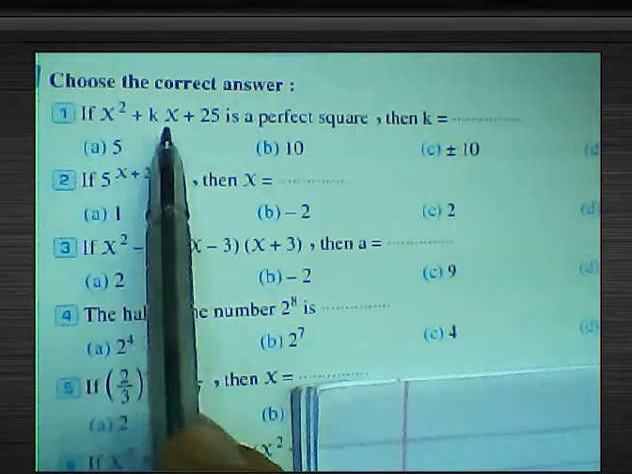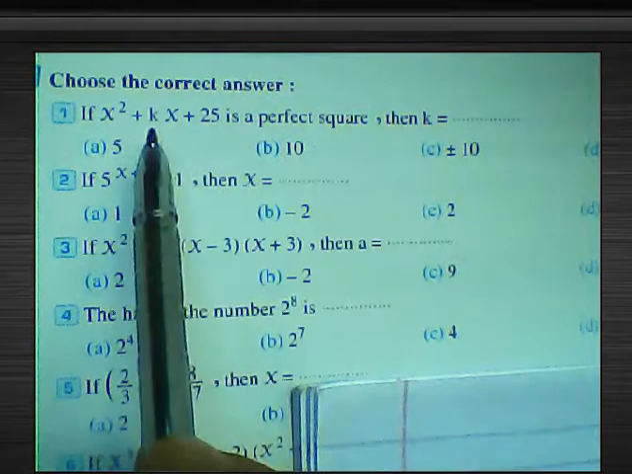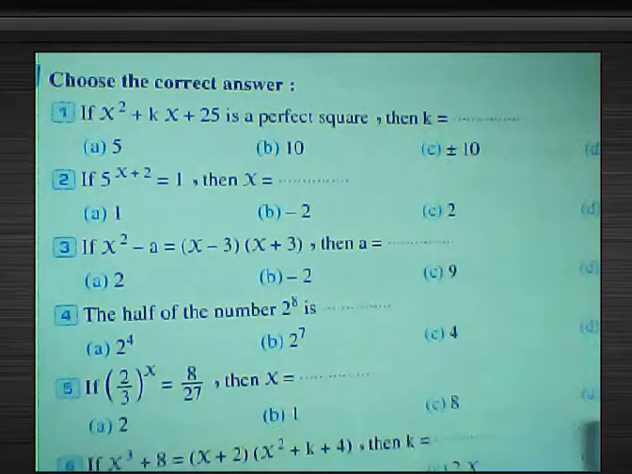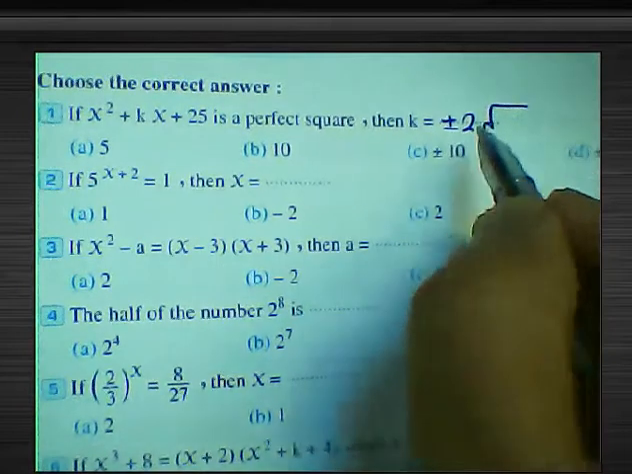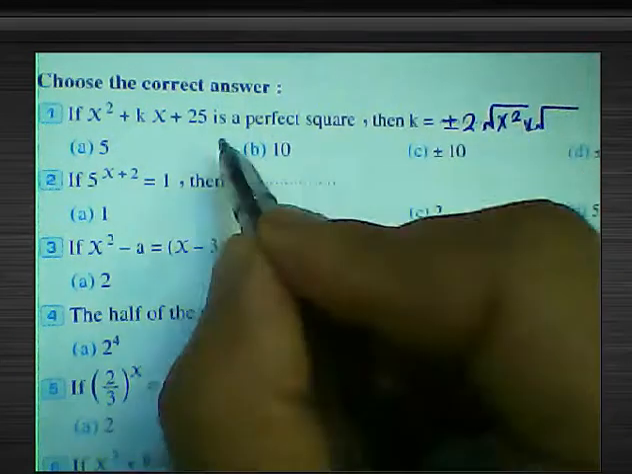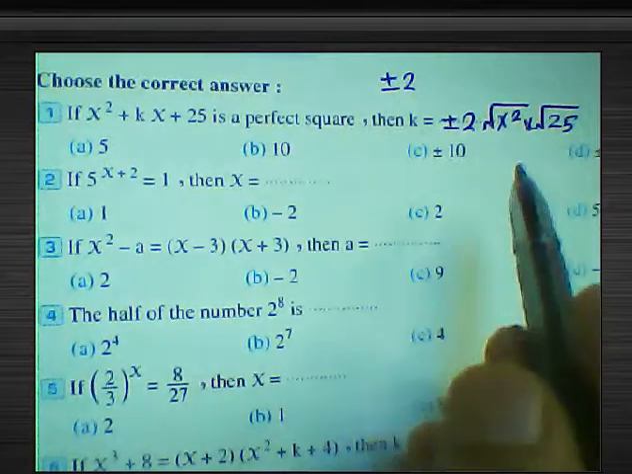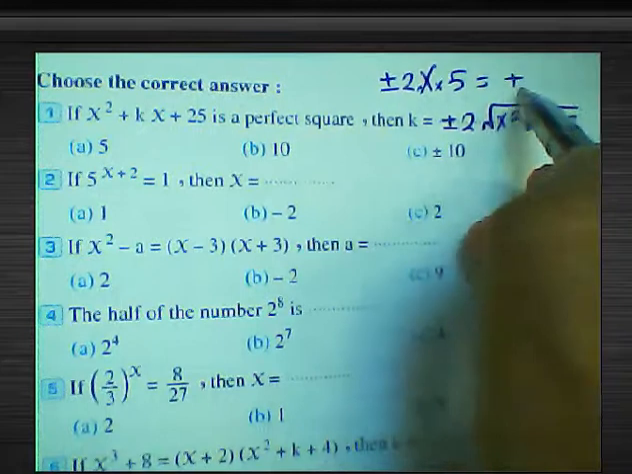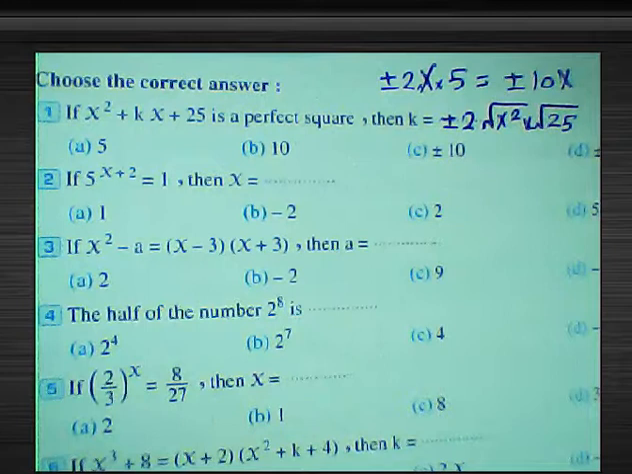If x power 2 plus kx plus 25 is a perfect square, then k equals? It was a perfect square, then we can find the value of k: positive or negative 2 multiplied by the square root of x power 2, multiplied by the square root of 25. So the result will be positive or negative 2 multiplied by x multiplied by 5, which is positive or negative 10x, then the value of k is positive or negative 10.